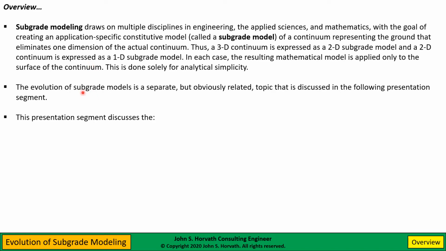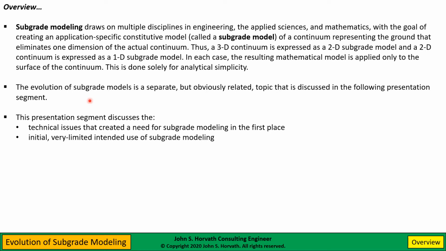So this presentation segment discusses the technical issues that created the need for subgrade modeling in the first place. Why did we have the need to eliminate one dimension from the continuum that's controlling the behavior of the structural element? Obviously, we had to do this for a reason. What were those reasons? The initial very limited intended use of subgrade modeling, and this is something that I think the vast majority of both practitioners and academicians at the current time and for many years have forgotten about, is that subgrade modeling was developed initially for a very, very limited use. Actually, it was a structural use, not geotechnical at all.